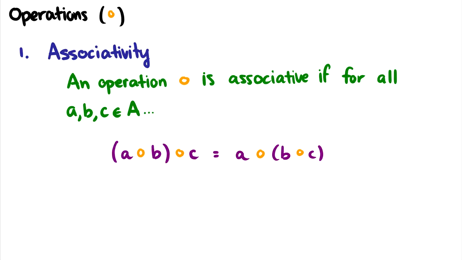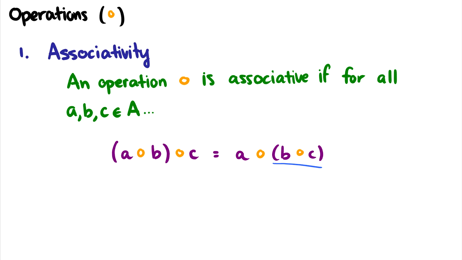I'm always going to use the circle as an operation. It's just a general operation. And operations can have different properties depending on the operation itself. So we can say an operation is associative if for every a, b, and c in some set A, if we do a, b first and then c, it's the same thing as doing b and c first and then a. So in other words, the way that we group them essentially doesn't change the output.